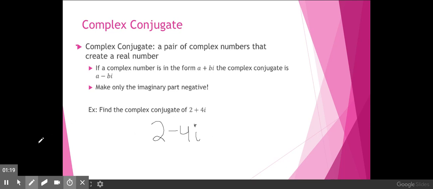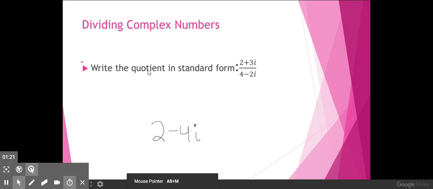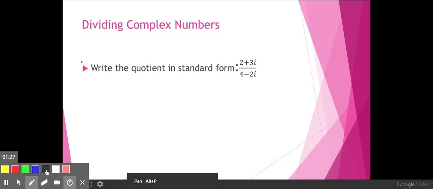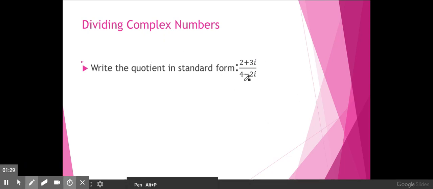So one thing we'll need that for is when we are dividing complex numbers, because this form right here is not a standard form of an imaginary number. A standard form is in the form a plus bi. I can't just take this fraction and split it down the middle and say 2 over 4 plus negative 3i over 2i. That's not how fractions work. We can't split it up like that.